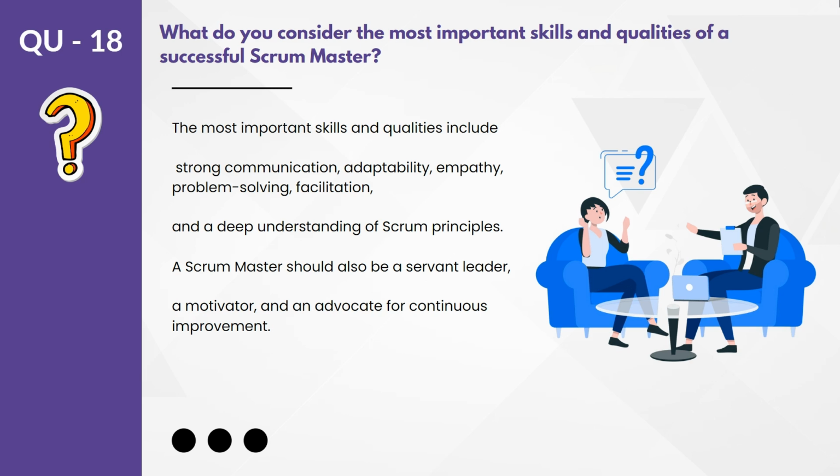And at the same time, the scrum master should be a motivator and an advocate for continuous improvement. He should make sure that he keeps motivating the team to maintain team morale, and always works towards continuous improvement. And that is done through, again, one scrum ceremony, which is the sprint retrospective. So that's about this question.